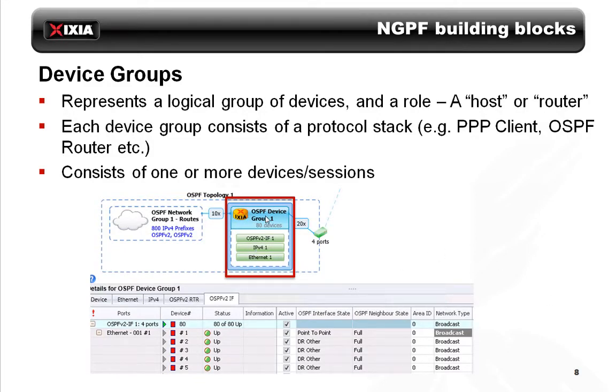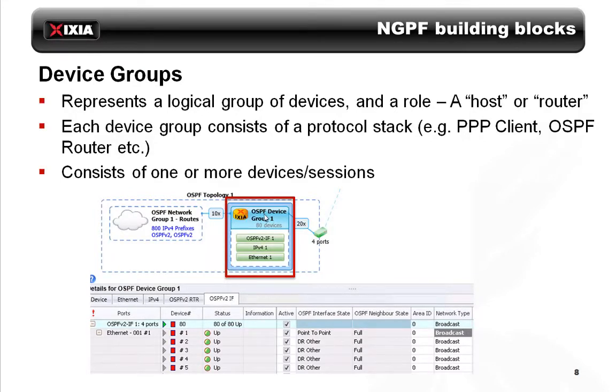As you can see highlighted here, we have our OSPF stack highlighted. That could be a PPP stack or whatever you want it to be. You just have to have the right building blocks to build whatever protocol you want. And then, of course, within that device group is one or more devices or sessions. In this case, the multiplier here, which we'll get into later, signifies there are 20 devices per port. So in this device group, it's 80 devices across 4 ports and 20 devices per port.